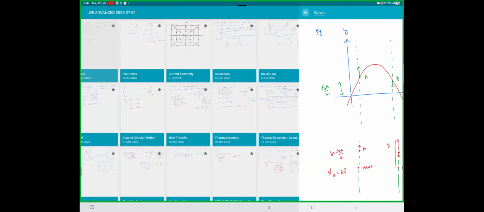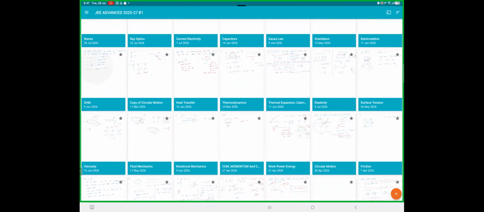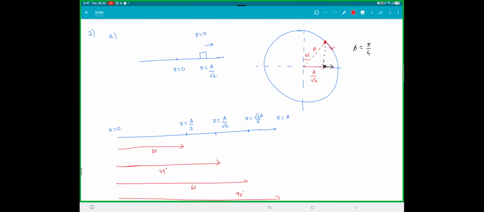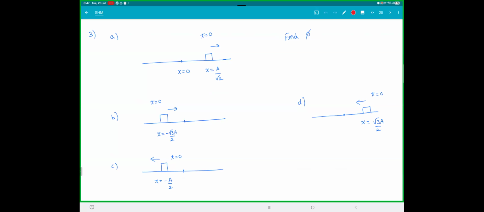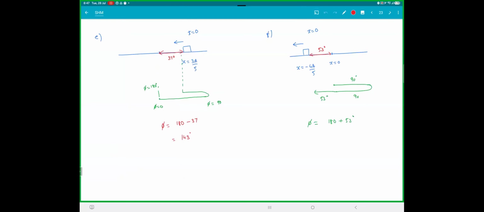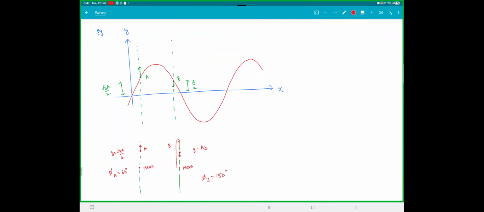Anyone who doesn't remember this stuff, you should definitely go to SHM and check out all this stuff. We spent a lot of time on these phase angles, if you remember. How do you get a phase angle at different points? I gave you that circle story also, if you remember. So we got the times and all. You should definitely revise that stuff. It's quite useful.